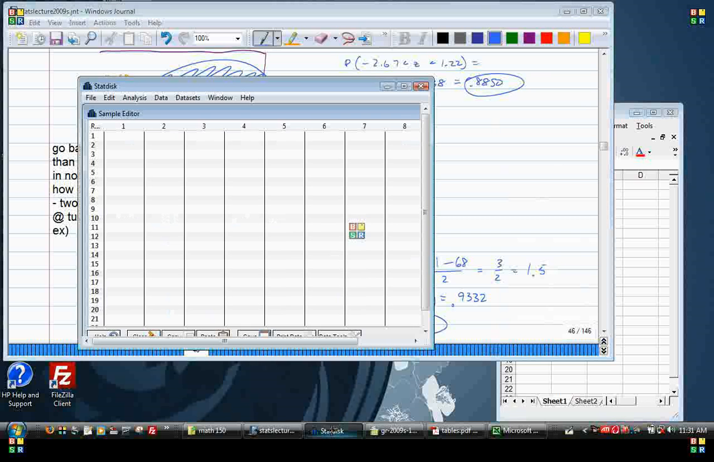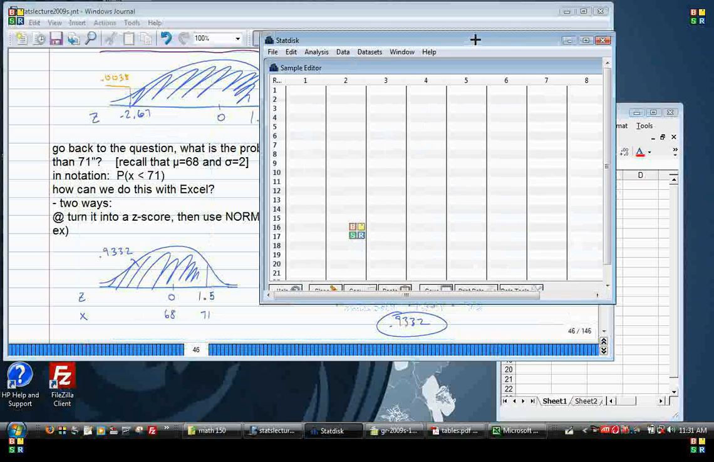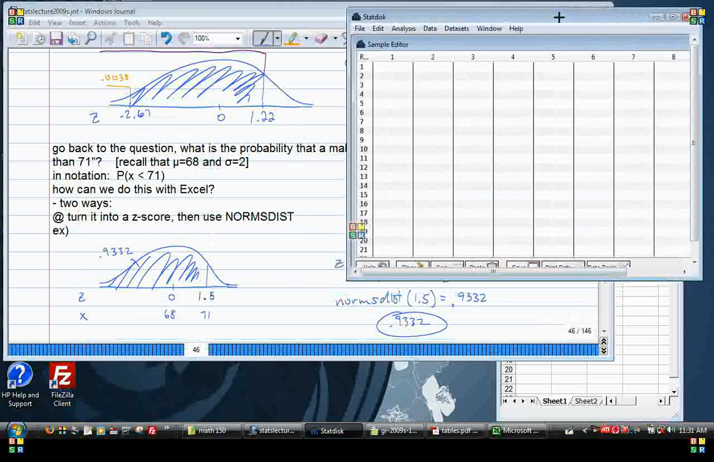Statdisk. So what is Statdisk and where can you find it? Statdisk is a software program specifically designed for doing basic statistics. You can find it if you go to my website. There's a link that says software, and you can just download it from there. Again, you'll have a chance to play with Statdisk when you're at a computer.